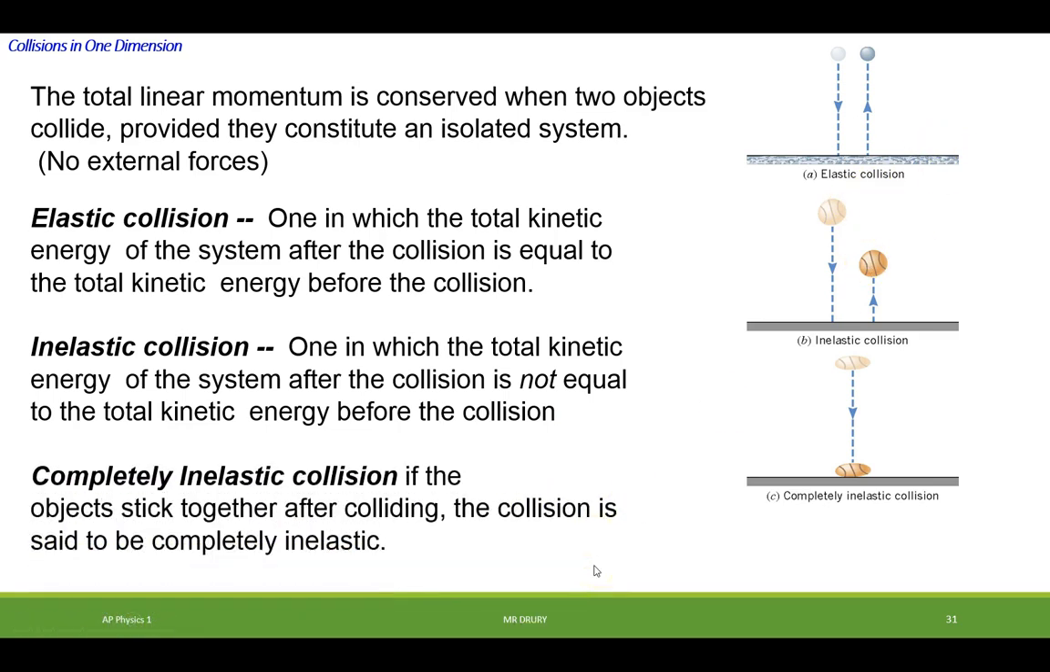And completely inelastic is when you drop the basketball and it sticks together. The two objects actually stick together. And we'll be looking at two idealized cases: the elastic collisions and the completely inelastic collisions. We'll do the completely inelastic collisions first.